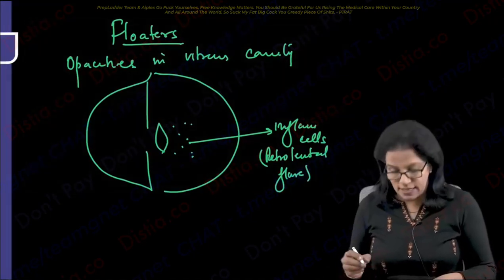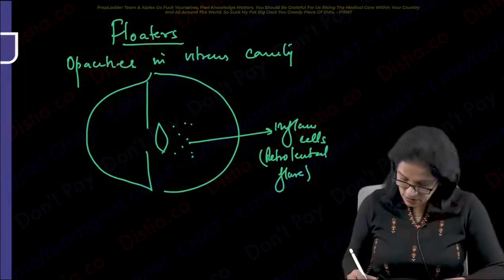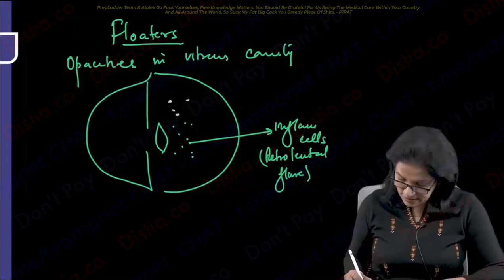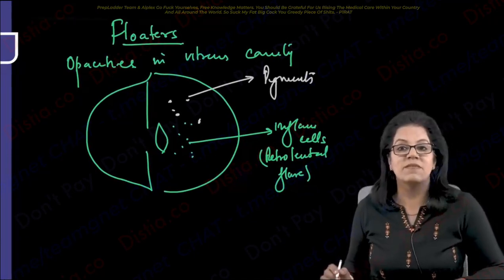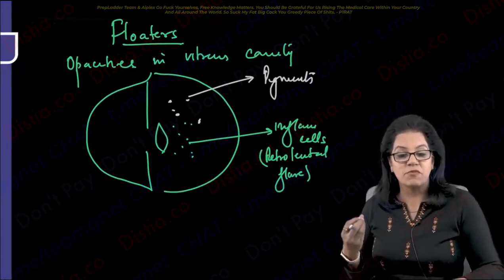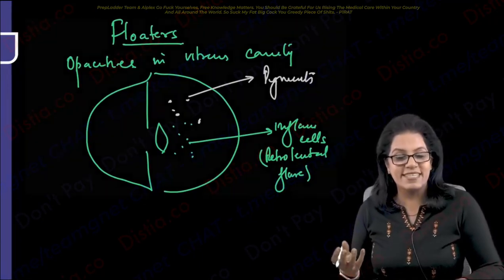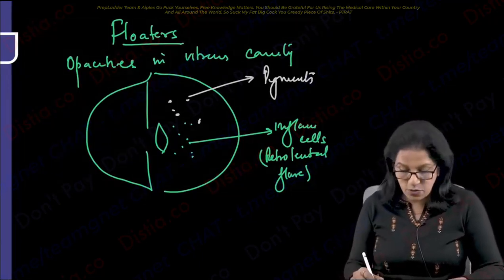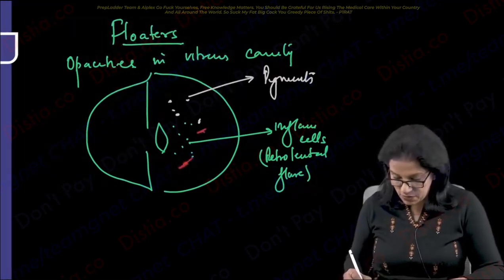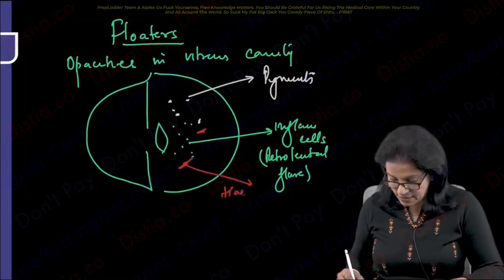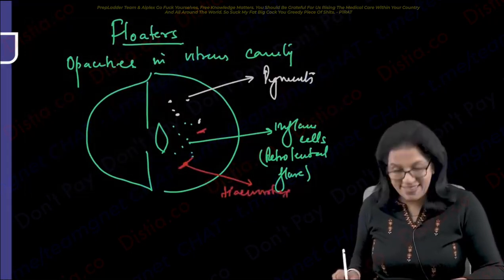What is the next one? Second would be some pigments, right? Where did we learn about pigments? Especially when there is a retinal break, there can be dispersion of pigments, which is called tobacco dust, isn't it? Then third, it could be hemorrhage. A partial vitreous hemorrhage, the hemorrhagic clots are floating. So another one could be hemorrhage, right?